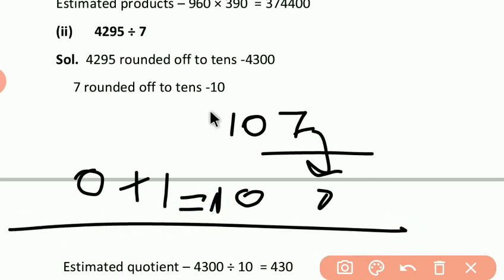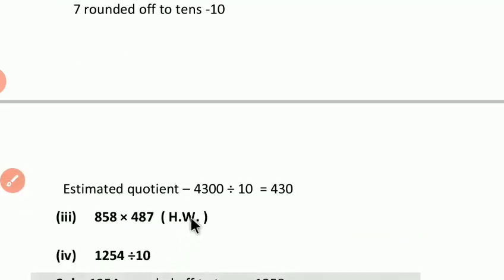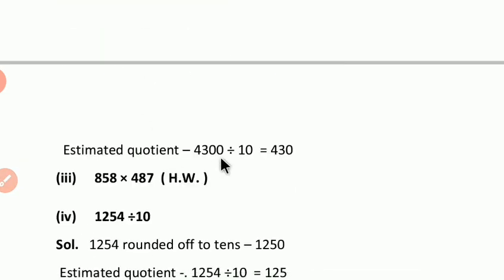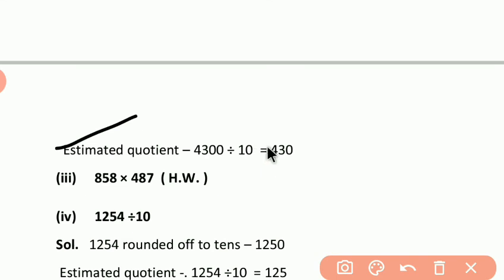Now after this, you have to divide. Estimated quotient. Why are we writing quotient? Because here it is given division. So 4300 divided by 10. If we divide, we will get 430.